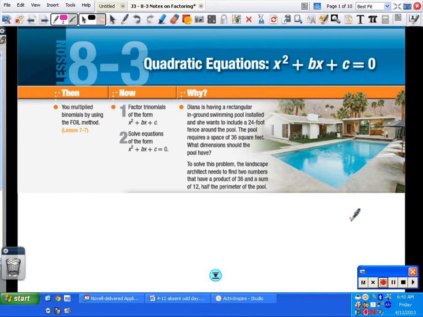Okay, so in today's notes, we're going to take a look at Chapter 8, Section 3, Factoring Quadratics. This is straight out of your book, what I'm going to walk you through today. We've multiplied before using the FOIL method, and essentially what we're going to do now is move backwards.